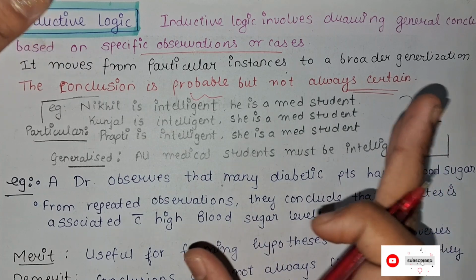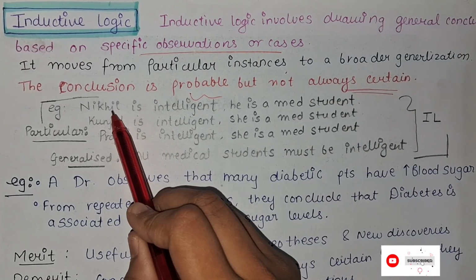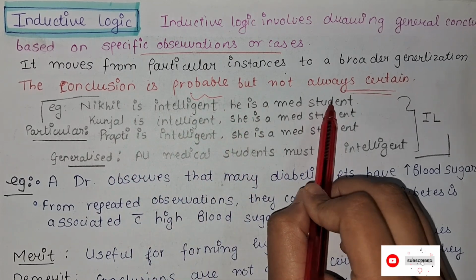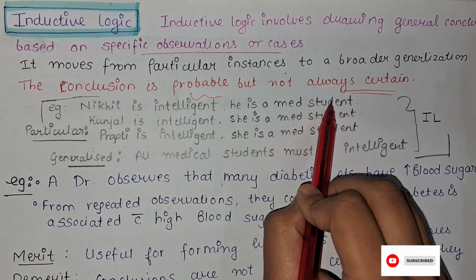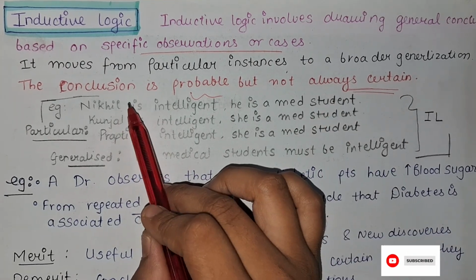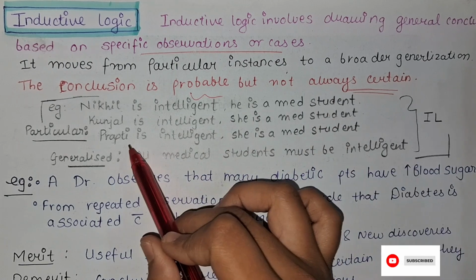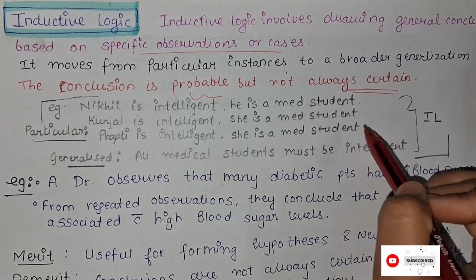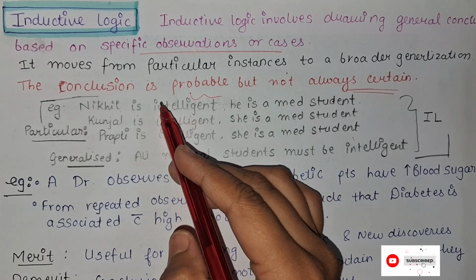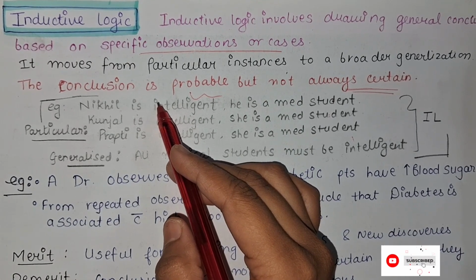It is just for you to understand. If I take an example, Nikhil is intelligent and he is a medical student. I say this, okay, I am talking about a particular person. I am talking about Nikhil. Then if I say Kunjal is intelligent, she is a medical student, and Prapti is intelligent, she is also a medical student. Here I am talking particularly about people or someone. I'm particularly talking about the person.